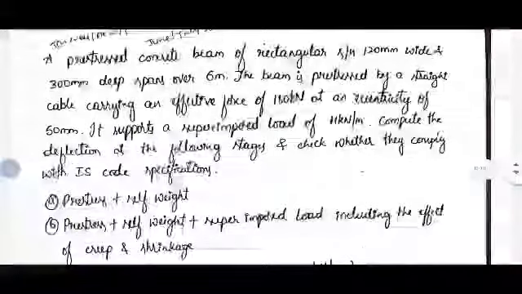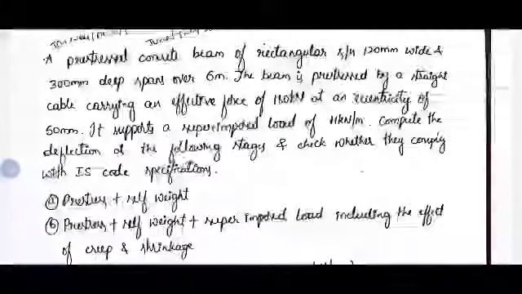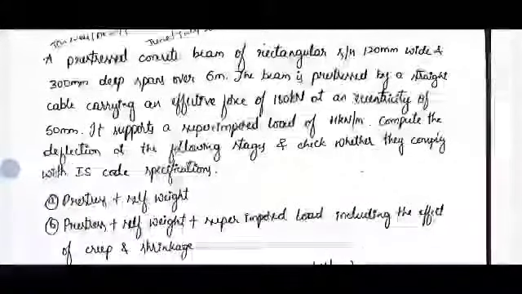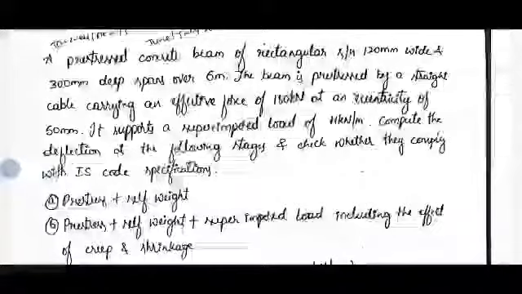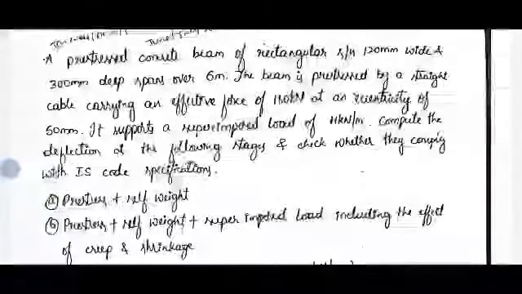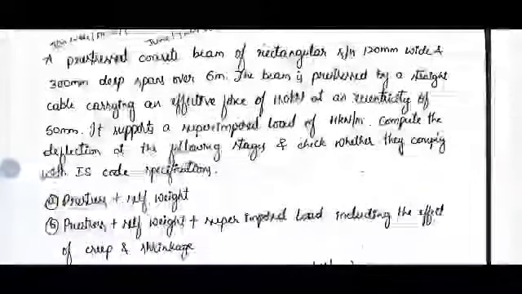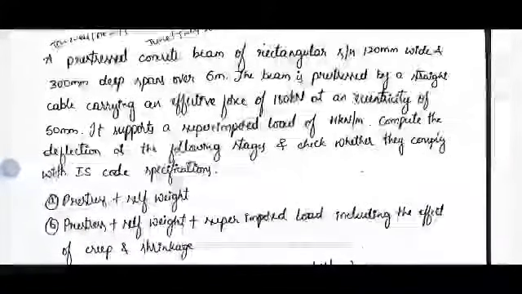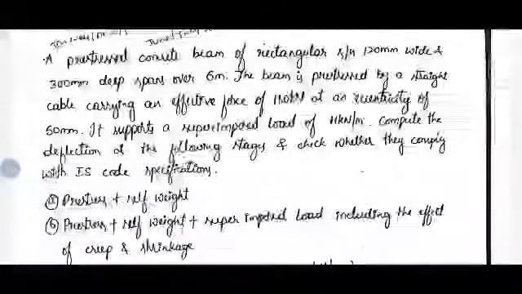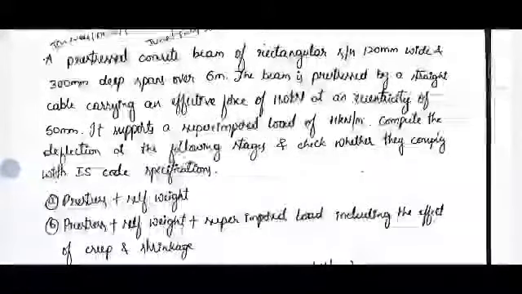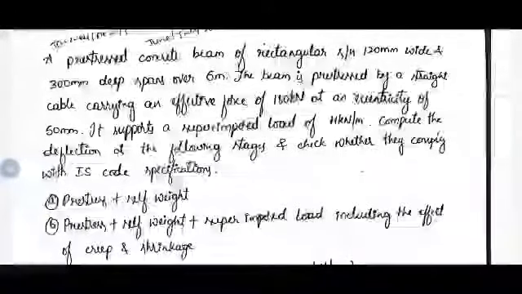Next problem. A pre-stressed concrete beam of rectangular section 120 mm wide and 300 mm deep spans over 6 meter. The beam is pre-stressed by a straight cable carrying an effective force of 180 kN at an eccentricity of 50 mm. It supports a superimposed load of 4 kN per meter. Compute the deflection at the following stages and check whether they comply with IS code specifications.